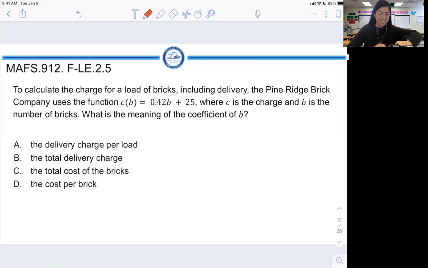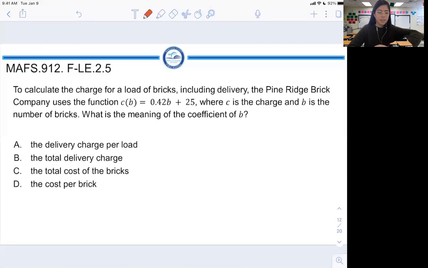To calculate the charge for a load of bricks, including delivery, the Pine Ridge Brick Company uses the function C of B equals 0.42b plus 25, where C is the charge and B is the number of bricks. What is the meaning of the coefficient B?